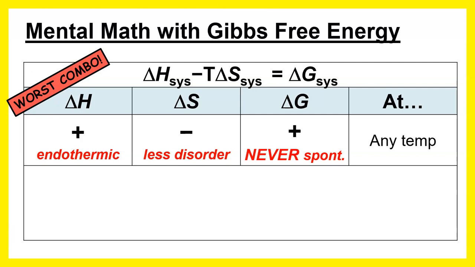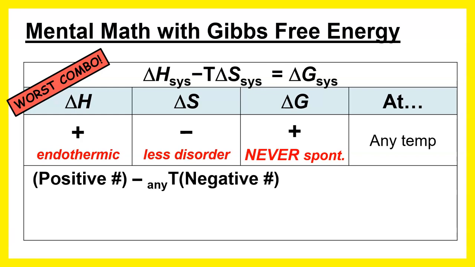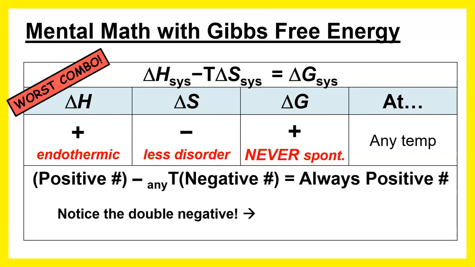So let's talk through it. A positive number minus a negative number. Positive minus a negative is going to be a positive. What's a minus of a negative, right? Positive. So this is functionally a positive plus a positive. Double negatives can't trip you up. You gotta get used to and good at those double negatives.